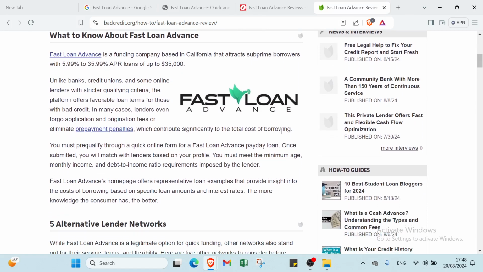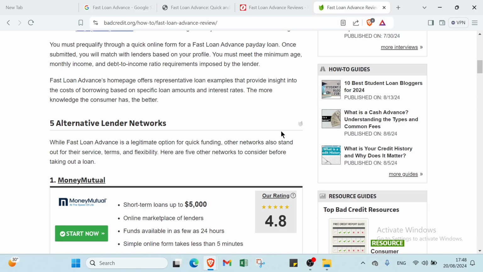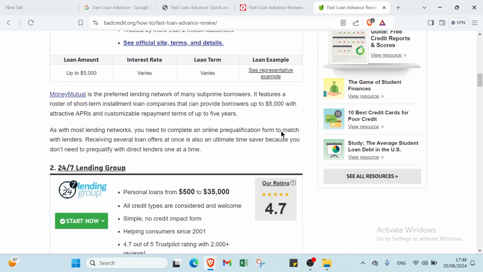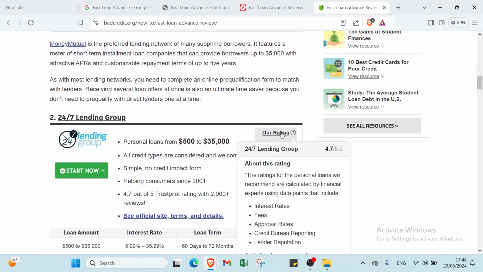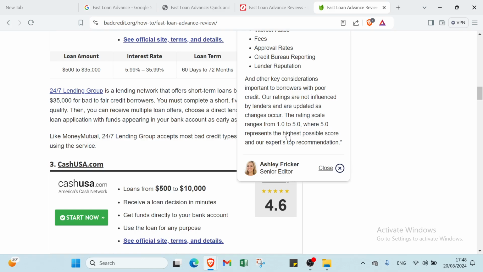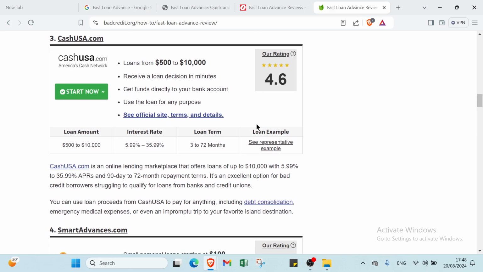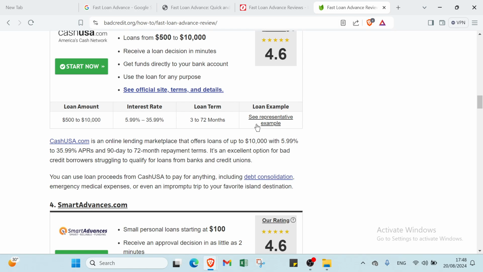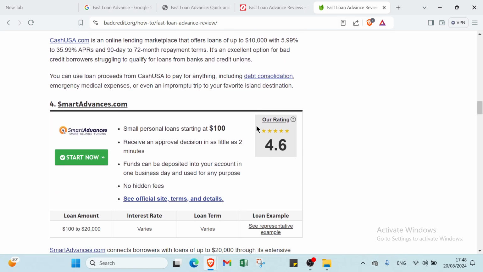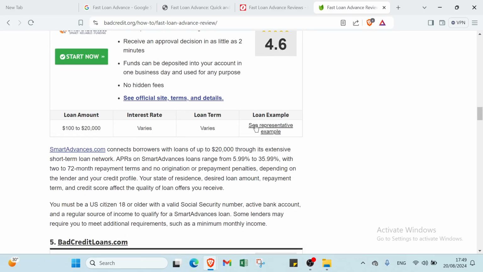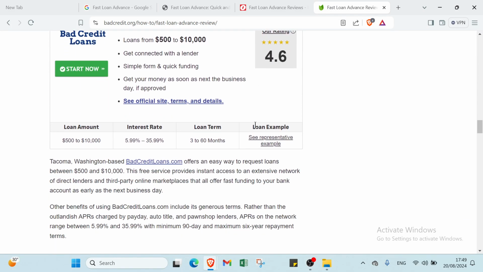Then we have understand the terms. Carefully review the loan terms, including interest rates, fees, and repayment schedule. Ensure you understand the total cost of the loan and any potential penalties for late payments. And we have plan for repayment. Develop a clear plan for how you will repay the loan, budget for monthly payments, and ensure you can meet them without compromising your essential expenses. Then we have avoid multiple loans. Try to avoid taking out multiple fast loans at once, as this can lead to financial trouble and difficulty managing repayments.